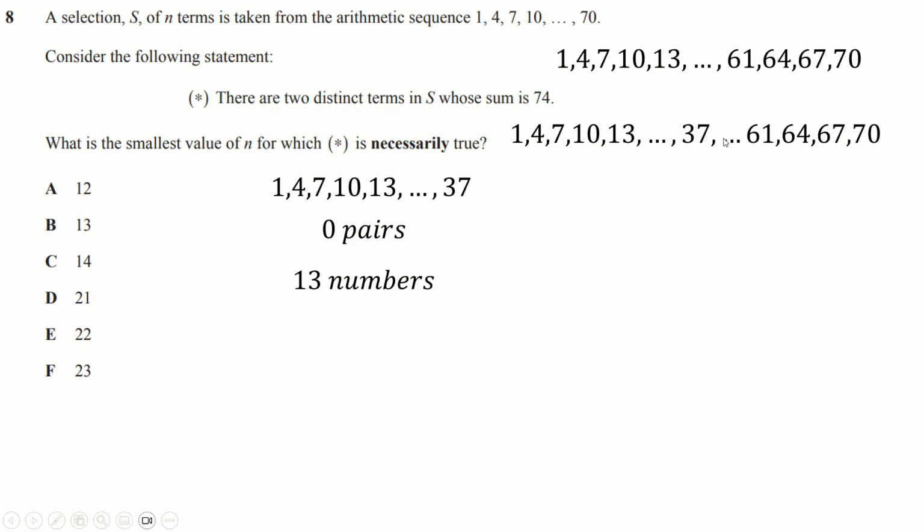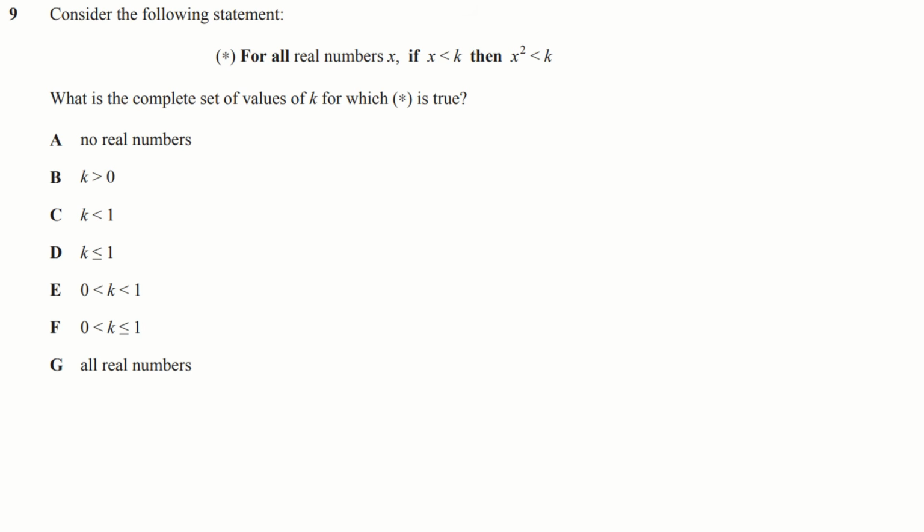If you add any of the rest of the numbers, then that will pair with one of the things in this list. So the moment you add the 14th number, you'll definitely have a pair that add to 74. So 14 is the smallest number where it's necessarily true that you do that.